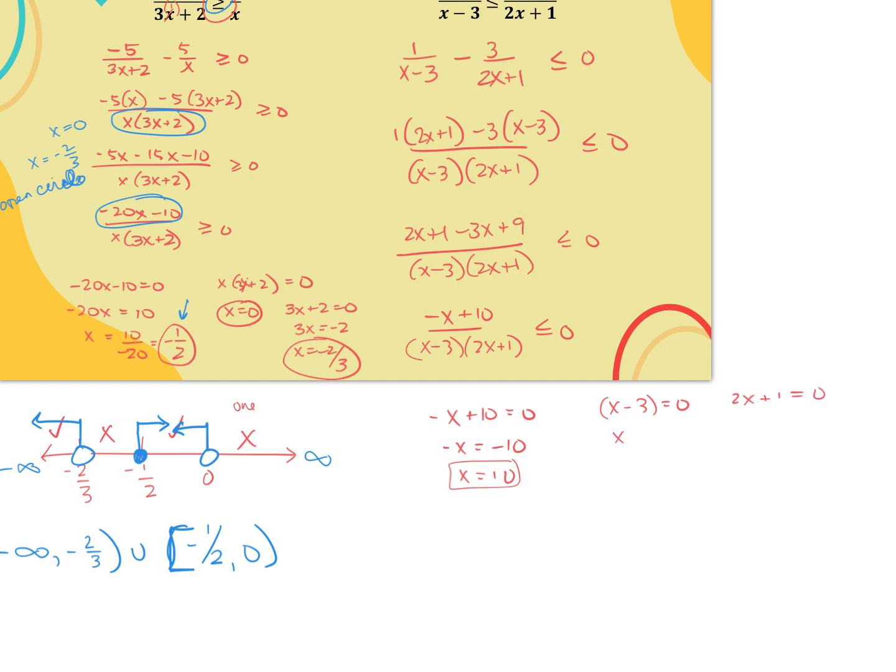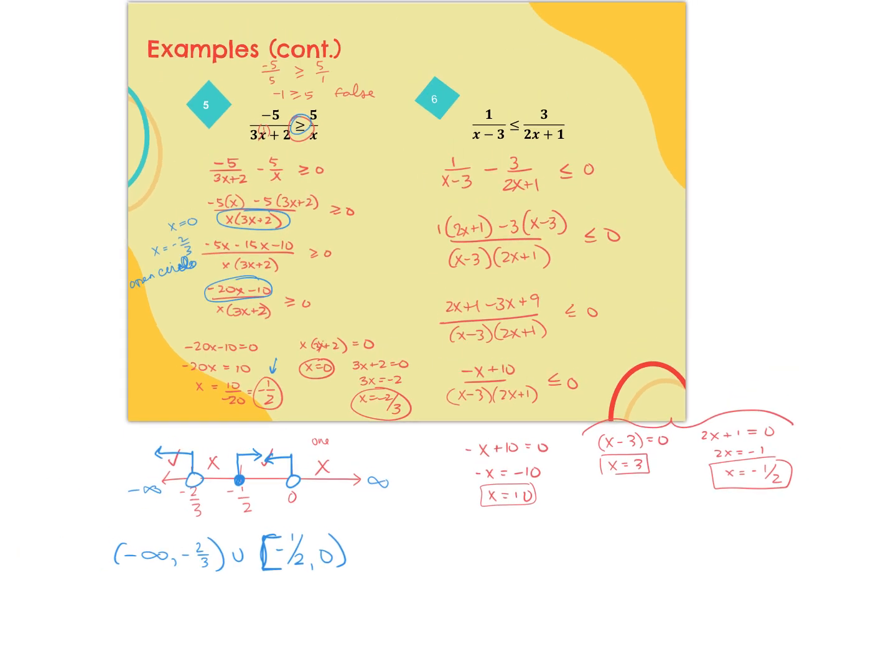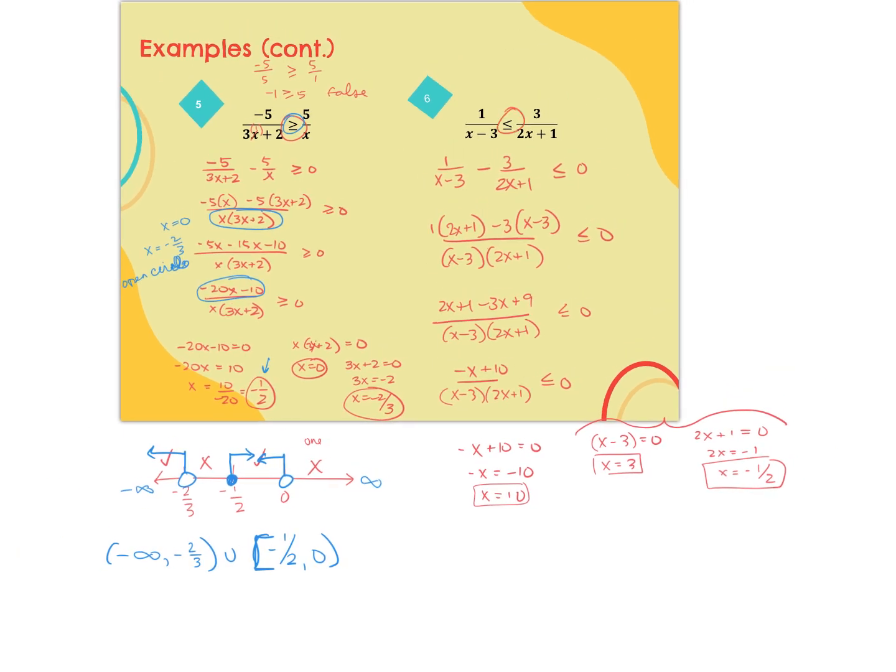So this one's going to be x equals 3, and this one here is going to be 2x equals negative 1, x equals negative 1/2. Now, these two here are related to the denominator, and notice that this is a less than or equal. So I'm going to put on my graph, I know I'm going to need an open circle at these two, and this one here will have the closed circle.